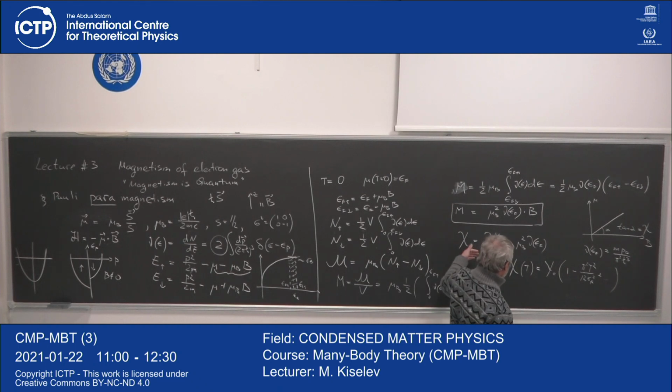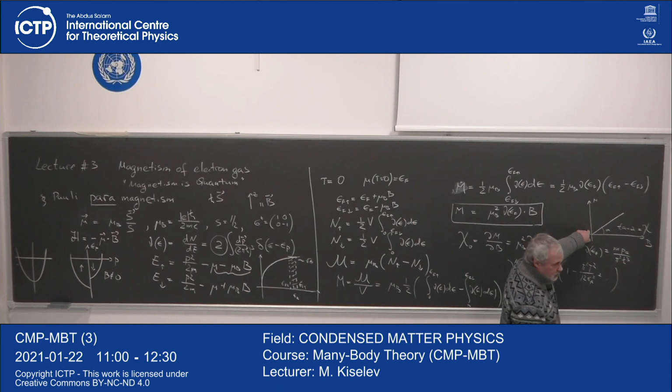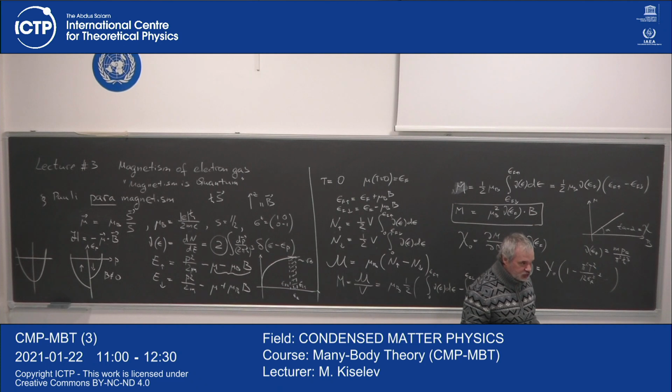Therefore, we can safely say that susceptibility of the electron gas associated with spin degree of freedom is a constant, and this is a positive constant, which means that magnetization is directed along the magnetic field. This phenomenon is called paramagnetism. You induce magnetic moment by applying magnetic field, you turn off magnetic field, and magnetic moment goes back to its zero value.